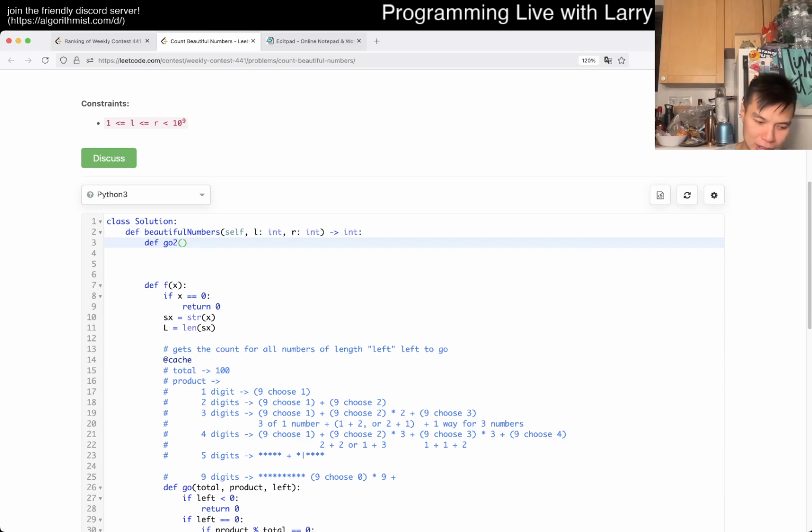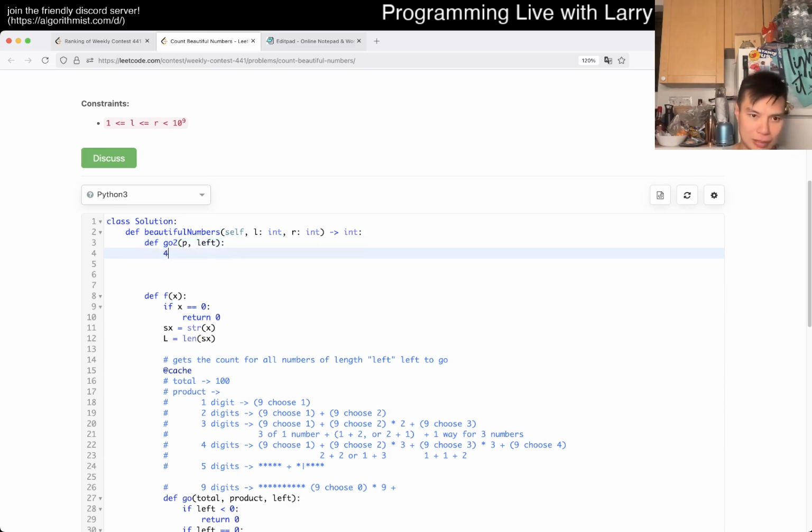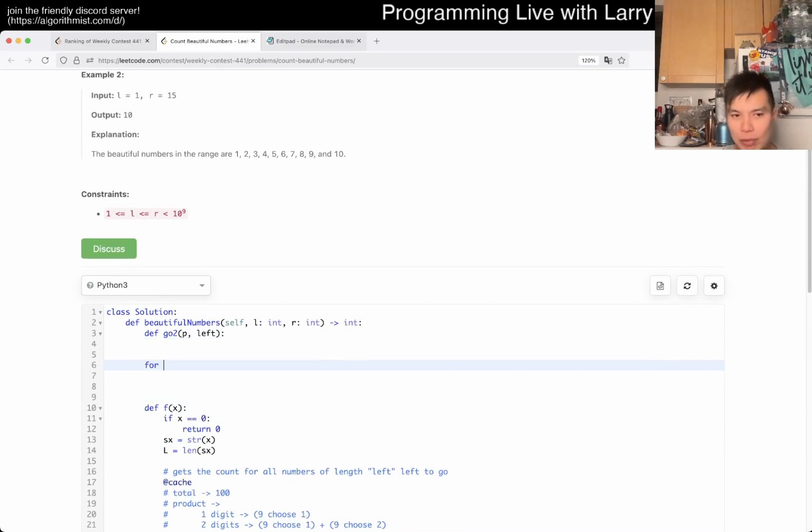So here we have digits left. So we have left, and then the current product, right? So we can just write it. If we really want to know the exact number, we can. It's just that I wanted an intuitive thing, right? So here is the first digit, right?